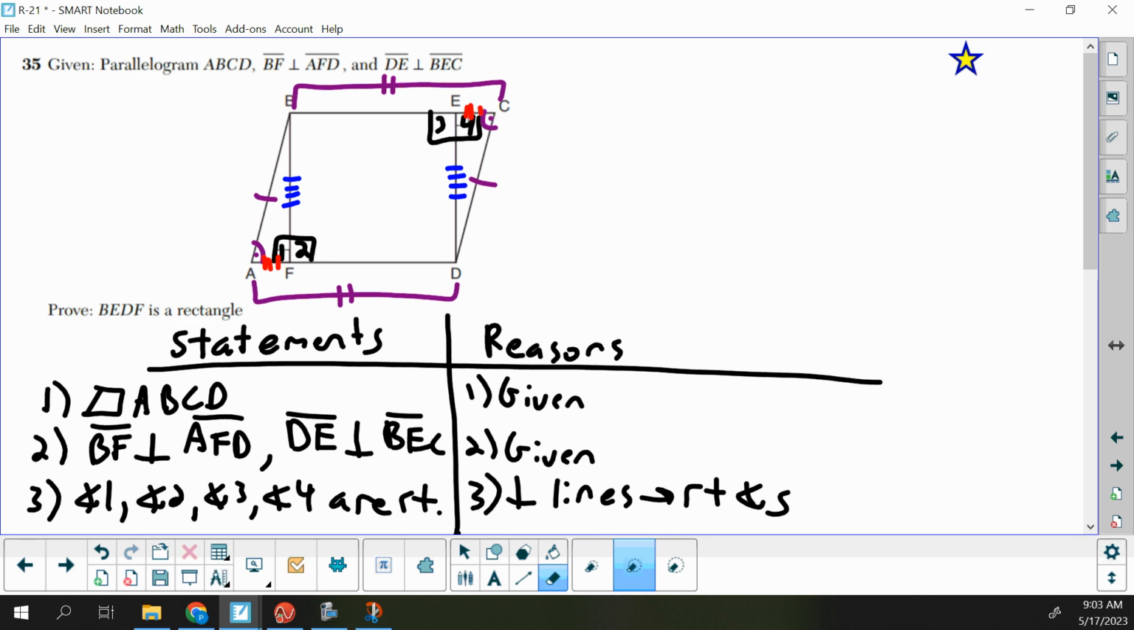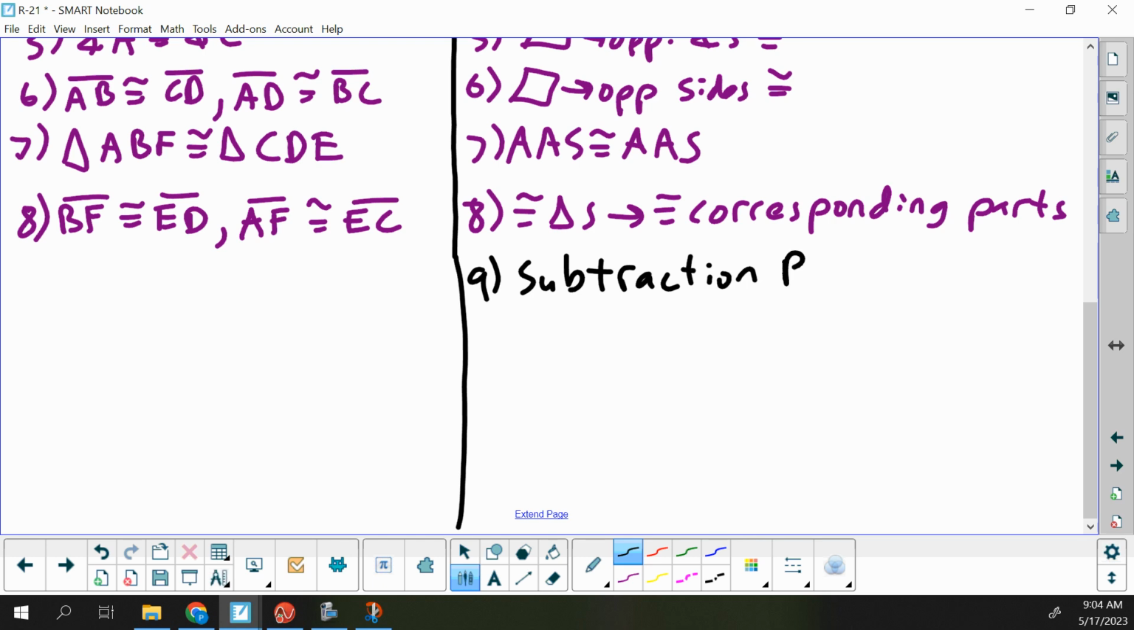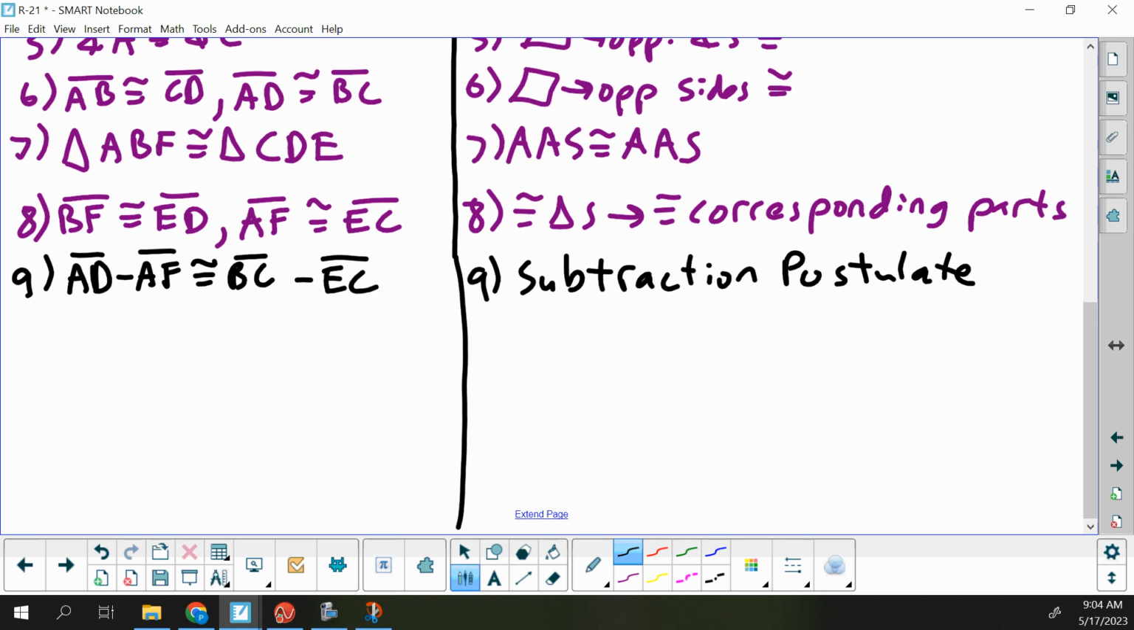So we're now going to do our subtraction postulate. We're going to take our 2 mark side in purple and subtract off our 3 mark side in red. And that'll give us another set of sides in that interior one we're trying to eventually get to be a rectangle. So we'll do our subtraction postulate. And we're going to take our big one, AD, minus the little one, AF. That's congruent to the big one, BC, minus the little one, EC.